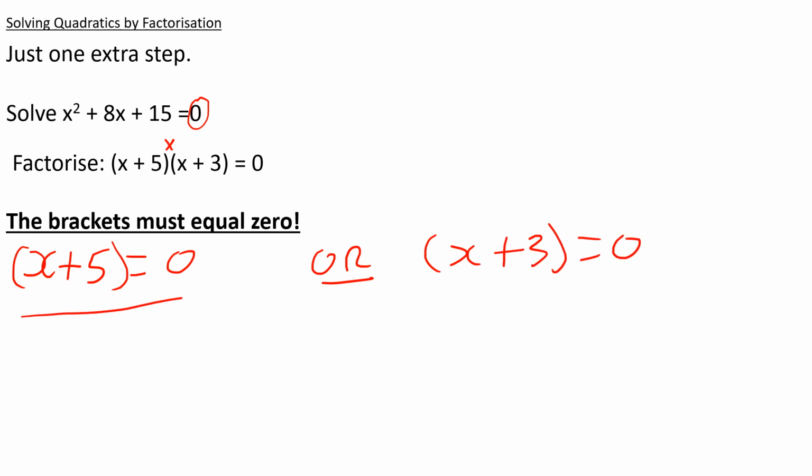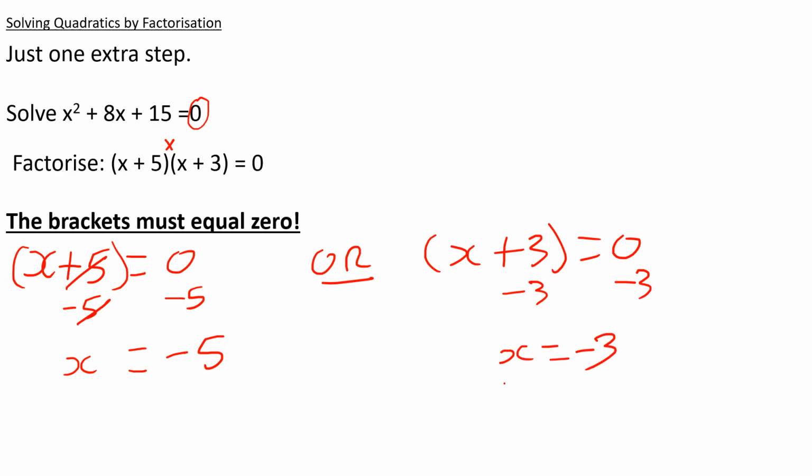If x plus 5 equals 0, I can solve by subtracting 5 from both sides, which will give me x is equal to minus 5. And if I have x plus 3 equals 0, I can solve by subtracting 3 from both sides, which would give me x equals minus 3.